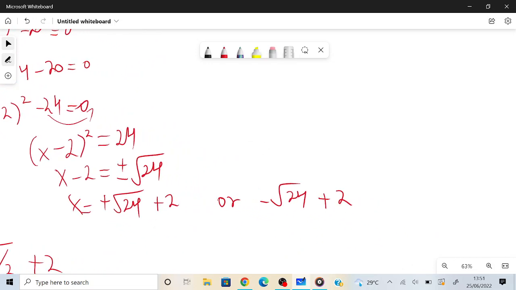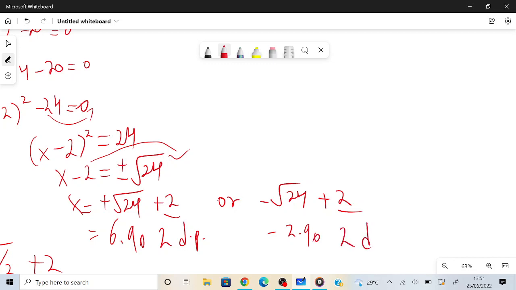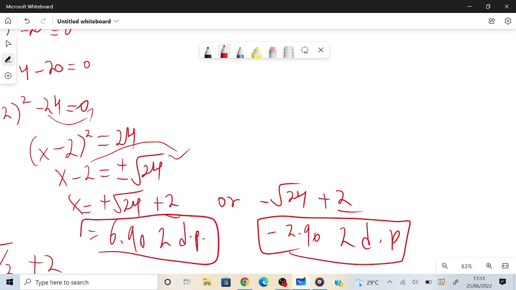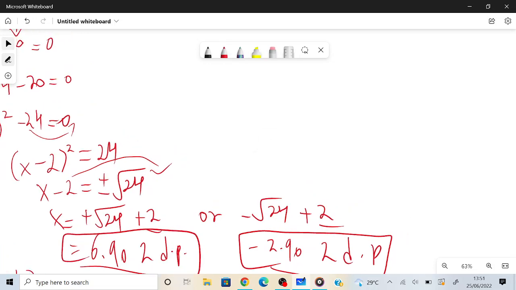Now why plus 2? Because you take the minus 2 to the other side, and it becomes positive 2. And putting this in your calculator, you have root 24 plus 2, that is 6.90 to 2 decimal places, and minus root 24 plus 2, that is minus 2.90 to 2 decimal places as well. And that is the final two answers for that question as well.